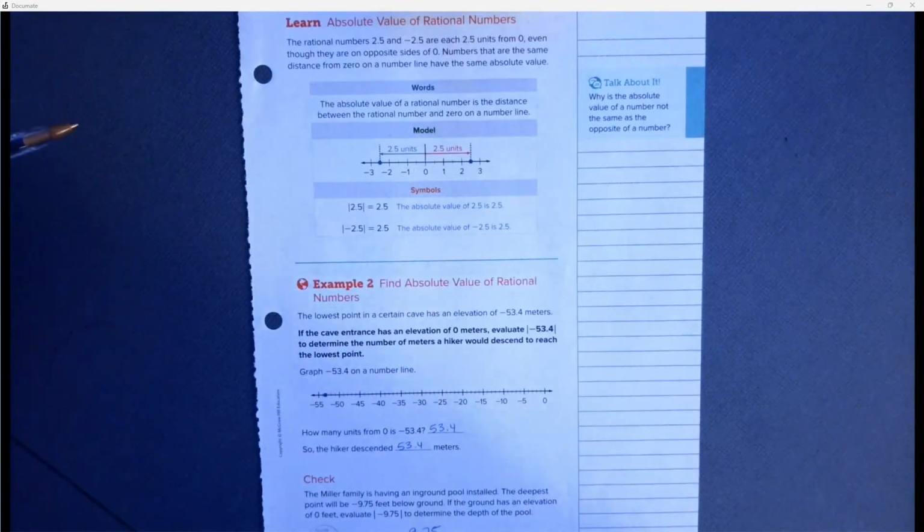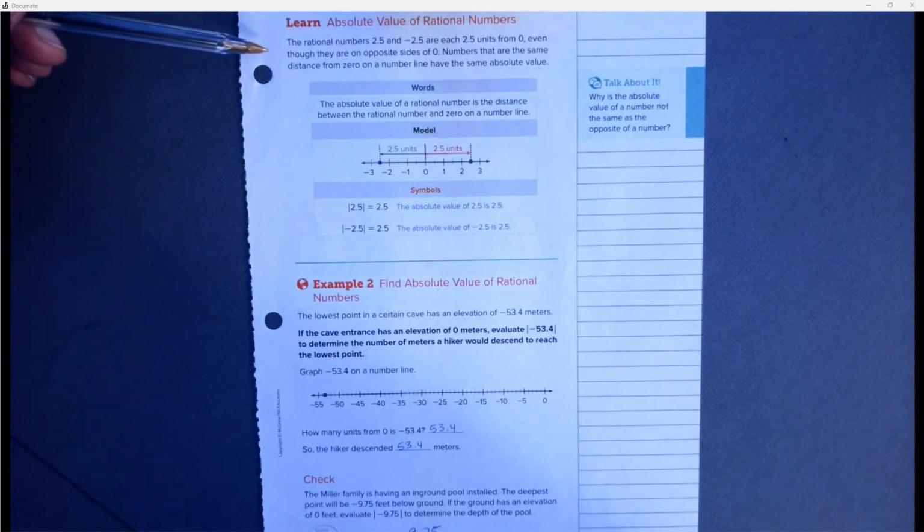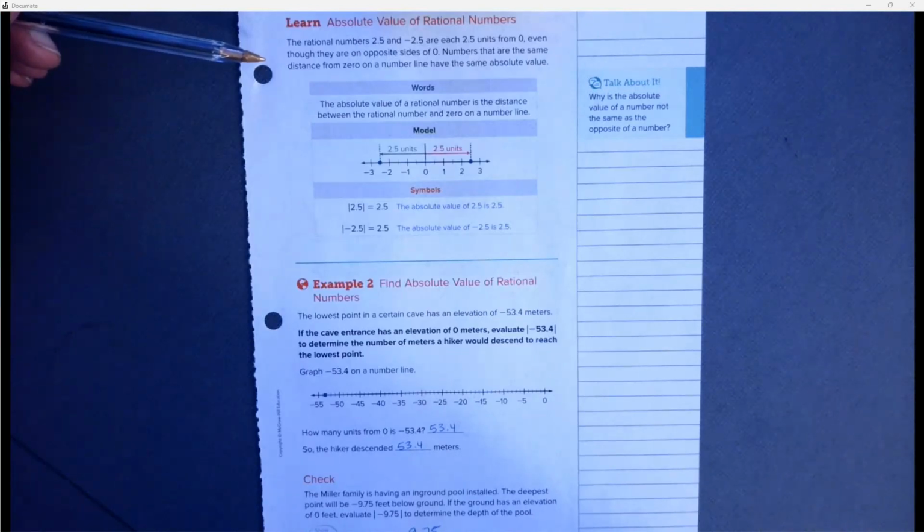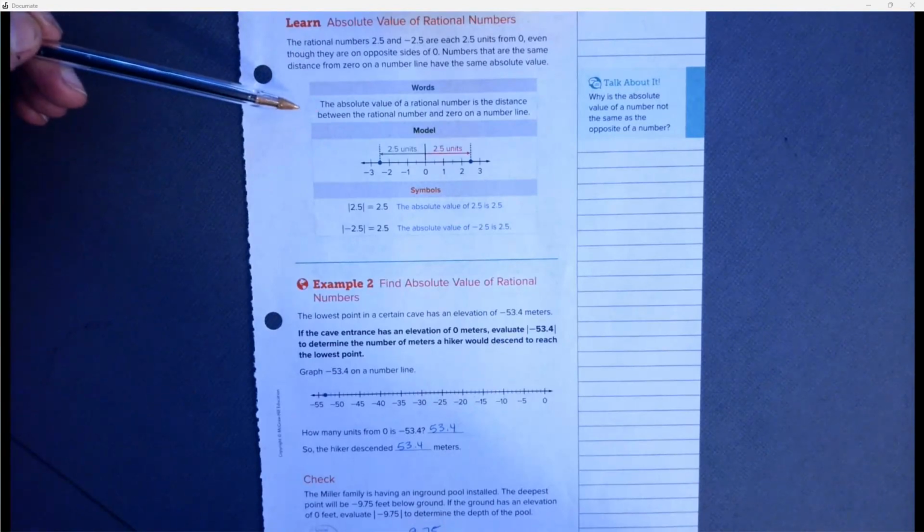Now let's learn absolute value of rational numbers on page 225. The rational numbers 2.5 and negative 2.5 are each 2.5 units from 0, even though they are on opposite sides of 0. Numbers that are the same distance from 0 on a number line have the same absolute value. The absolute value of a rational number is the distance between the rational number and 0 on the number line.